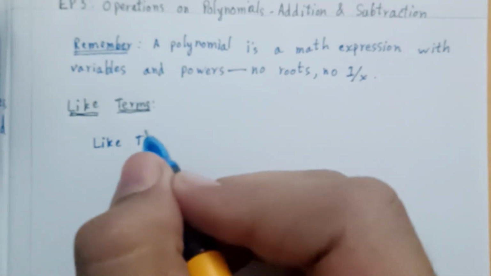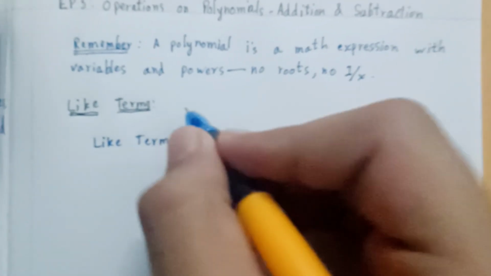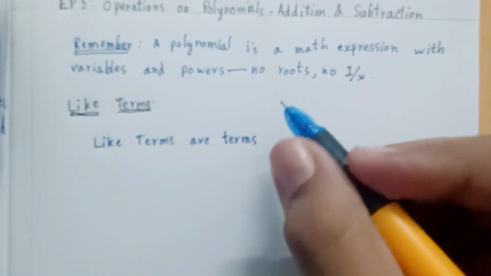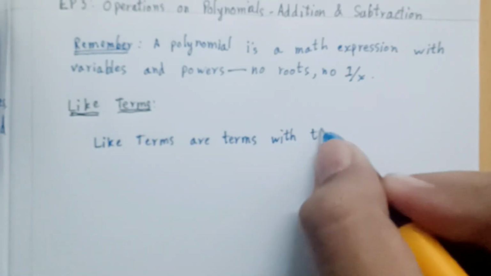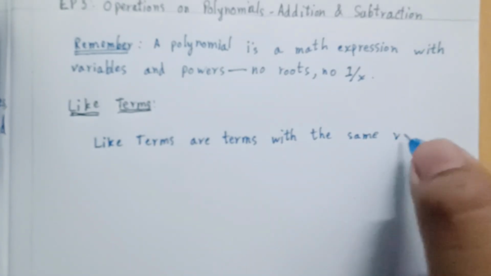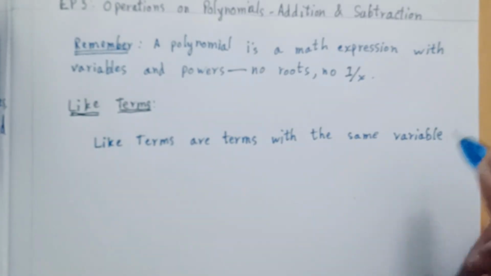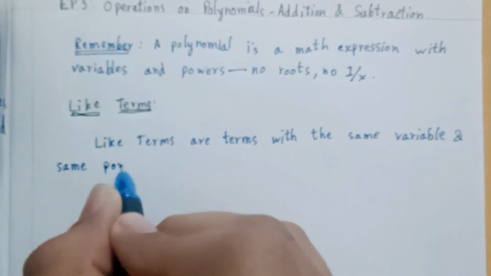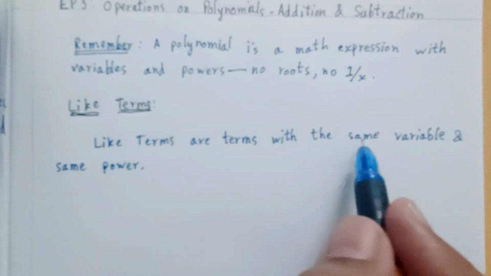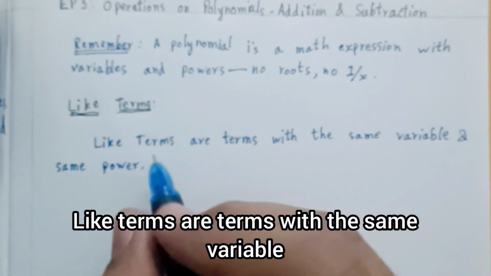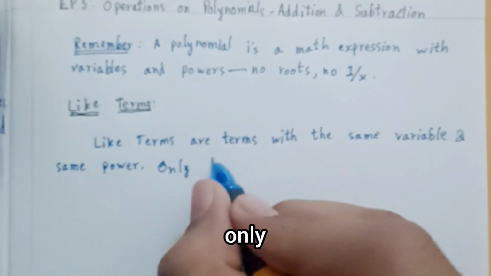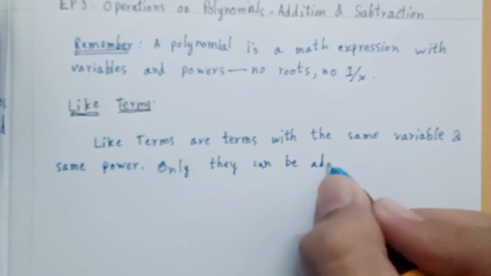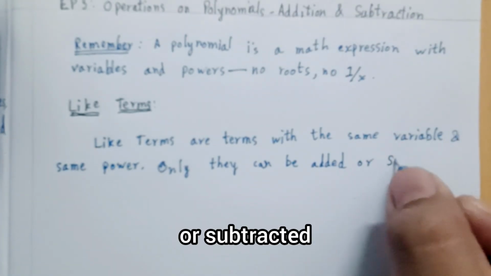Like terms are terms with the same variable and same power. Like terms are terms with the same variable and same power. Only they can be added or subtracted.